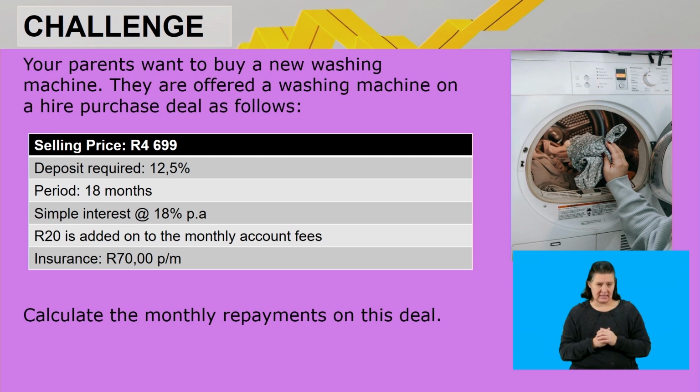4,699 Rand. A deposit of 12.5% is required. Then the period of repayment will be 18 months. Simple interest at 18% per annum will be charged on this deal. Then there's also 20 Rand added to the monthly account fees, and then also an additional insurance premium of 70 Rand per month is needed. So you need to calculate the monthly repayments on this deal.